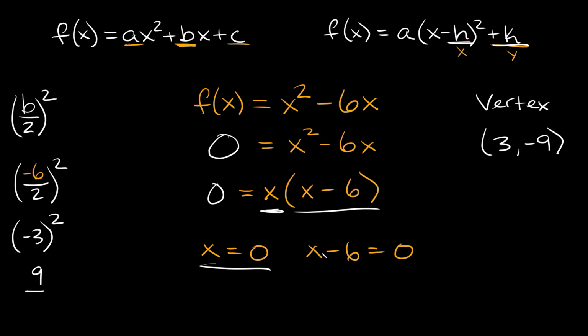And then over here, solving for x, we can get rid of this -6 by adding 6 to both sides. So then here we get that x is equal to +6. All right, so then these are our two x-intercepts, 0 and +6. So this just means that the parabola hits the x-axis at 0 and at +6.